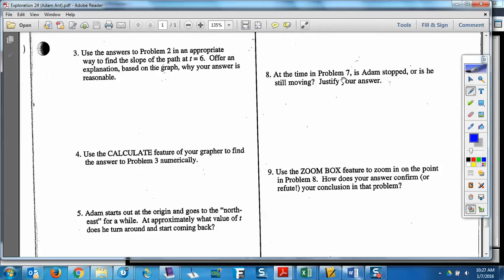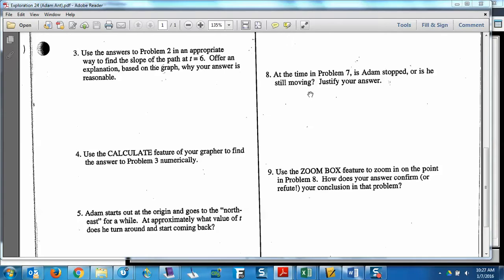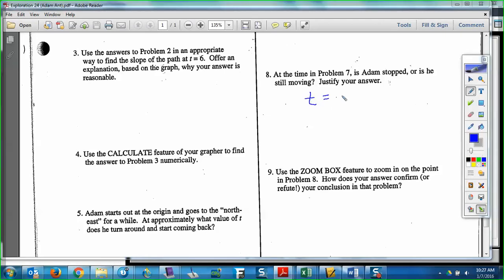So, is he stopped or is he still moving? Justify your answer. So what do we need to do? We need to take this number. Now, I was talking to somebody this morning, and one way to do it would be, couldn't you repeat what we just did with y prime, with x prime? And what would you be looking for?